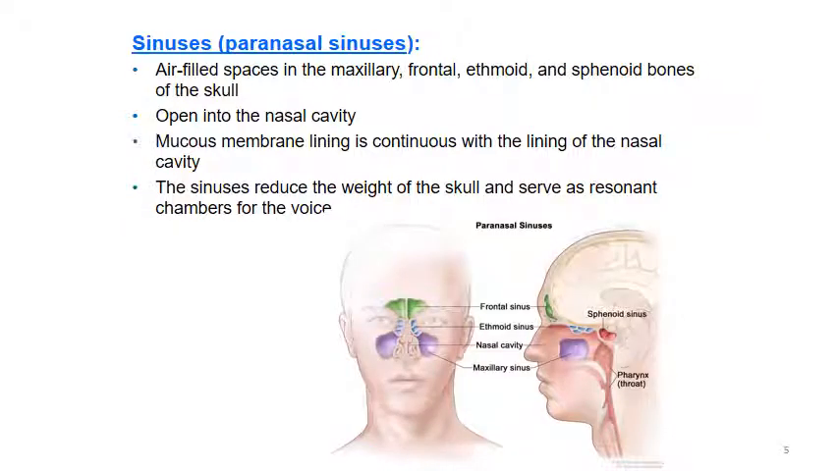The sinuses, we're going to also learn about these. This will be part of your lab exam. For our lecture purposes though, know that sinuses are air-filled spaces. We have these spaces in these bones: maxillary, frontal, ethmoid, and sphenoid. So do know that these are the bones that have the sinuses. And so then these sinuses open into our nasal cavity. And the function of the sinuses is to reduce the weight of the skull. And also, it does change the voice.